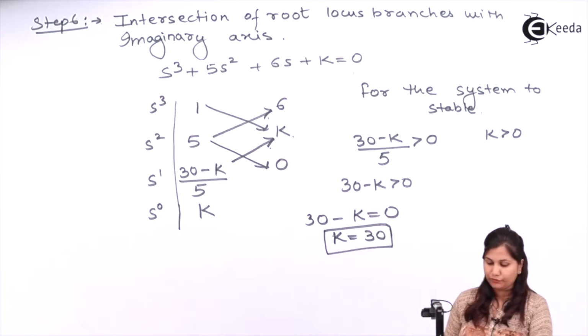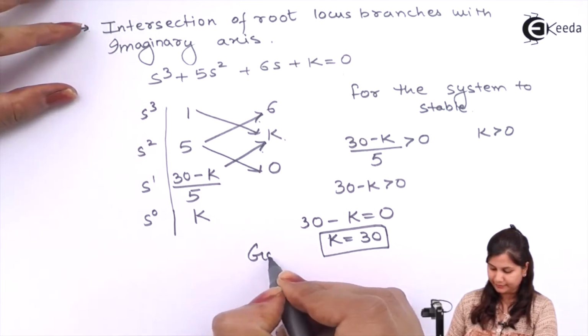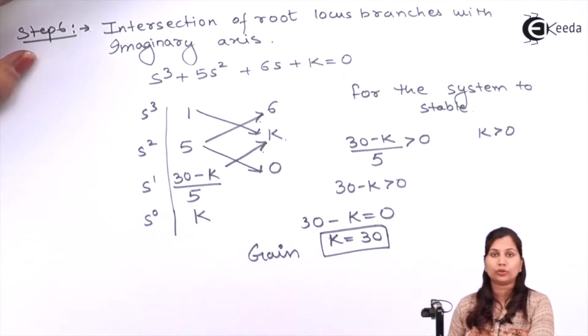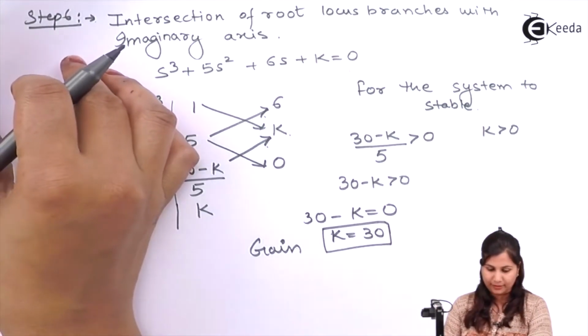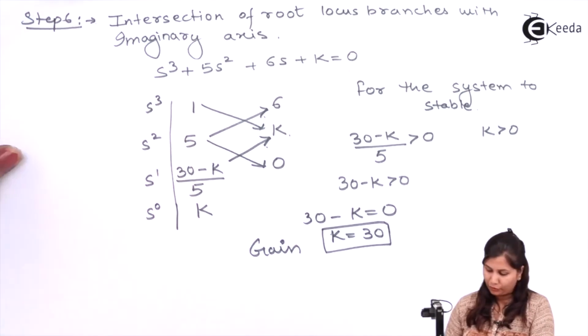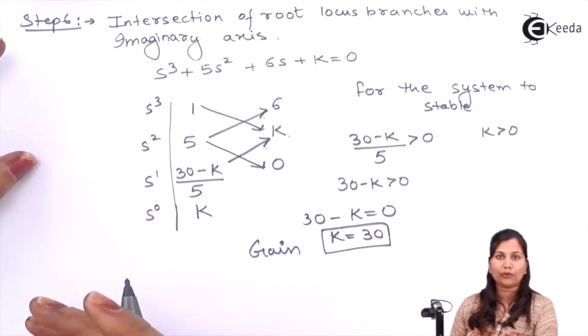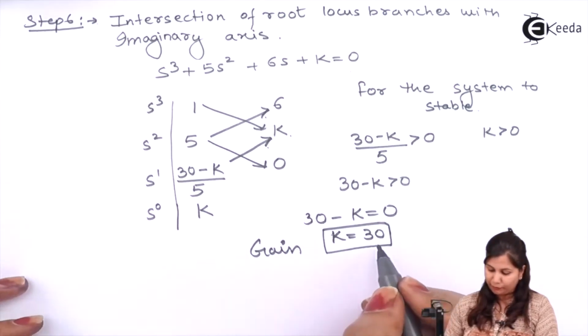Okay. So we have obtained the value of k, that is our gain. And this is the intersection of the root locus branches with the imaginary axis. Now for this k equals 30, we are going to determine the value of the omega s value. Okay, gain we have obtained.